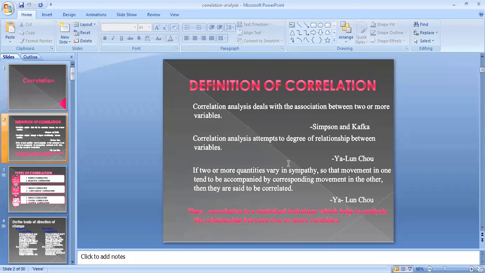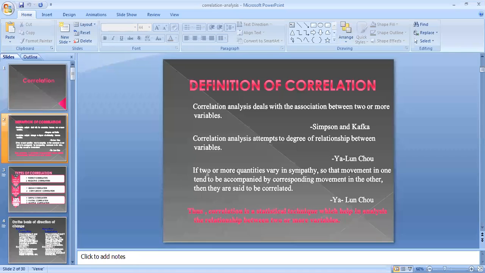Actually, what is correlation? Definition of correlation: correlation analysis deals with the association between two or more variables. This is the definition from Simpson and Kafka. Another definition: correlation analysis attempts to find the degree of relationship between variables. You must know about the function of two variables. Function means the relationship between two variables, y equal to f of x. Correlation means relationship, the measurement of relationship.